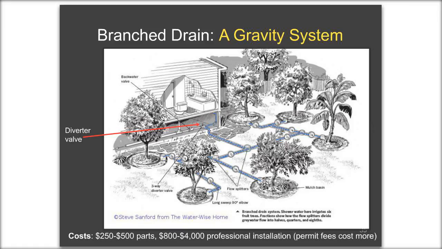The parts are around $250 to $500. Professional installations, usually around $800 to $4,000. Takes a lot more time to install this because of the requirement of sloping it to make sure the water flows by gravity. That's excluding permit fees. Depending on where you live, the permit could be very low cost and really easy to get, or it could add a lot of time and cost to your system. It really, really depends on your local jurisdiction.